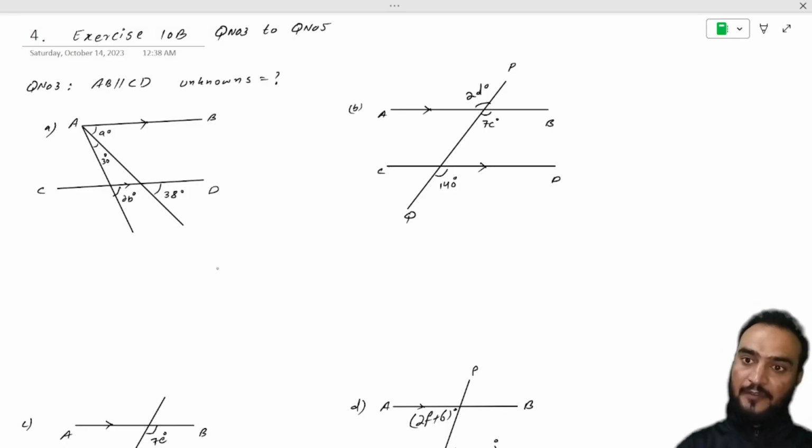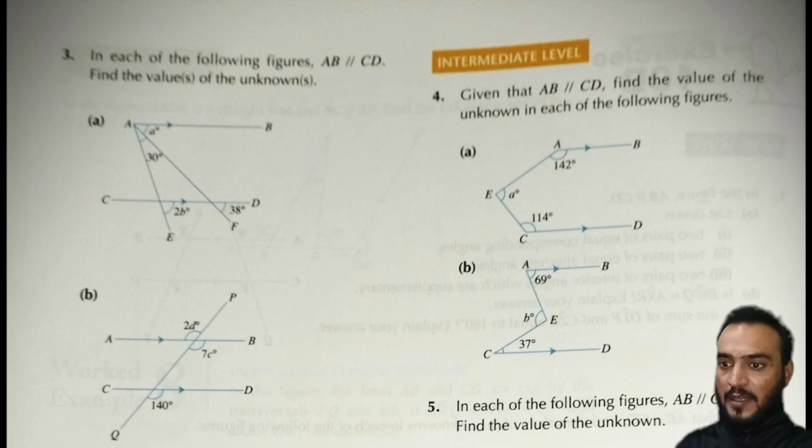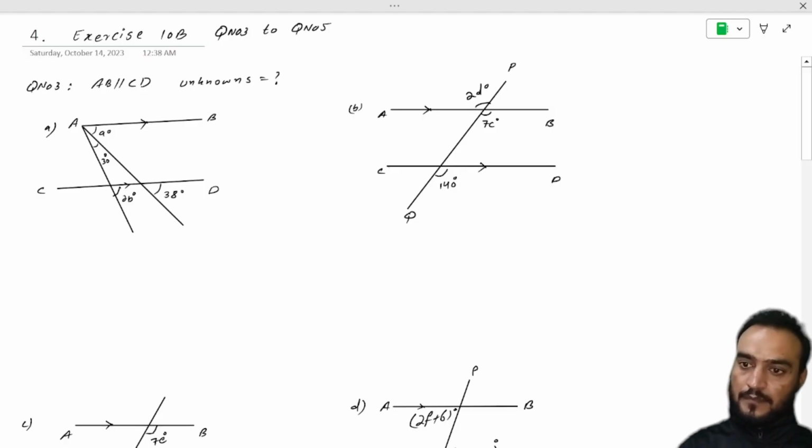AB is the line which is parallel to the line CD. So here is the angle a degree, and this is the transversal. Let us name it as he has named it, EF. So this is the point E and this is the point F.